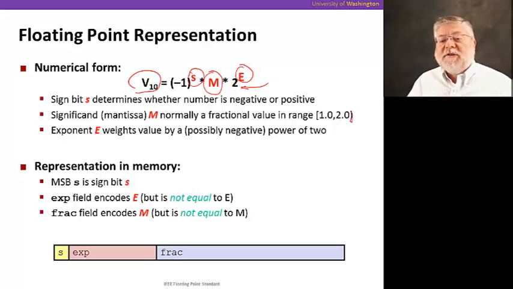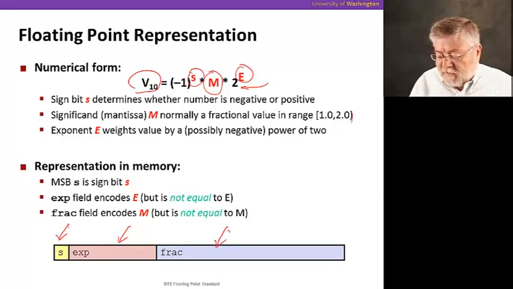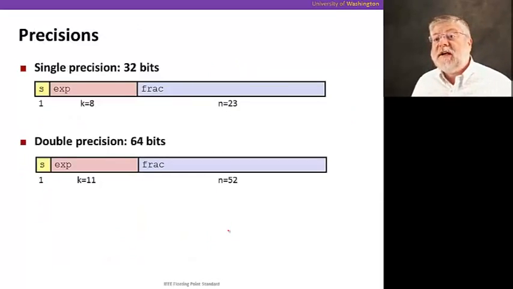Okay, so the representation in memory is going to be that we're going to have one bit, since that's all we need for the sign bit, and some number of bits for the exponent. We're going to have a field called exp for that. It's going to encode the value of e, but it is not exactly e. We'll see what I mean by that in a bit. And then a fractional field that encodes the mantissa, but again is not exactly equal to the mantissa, and we'll see what the difference is in just a sec. So let's get to that.